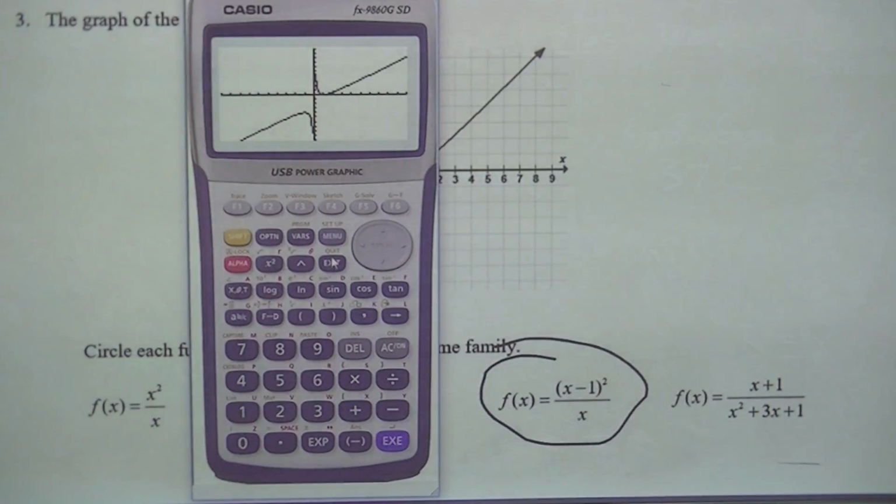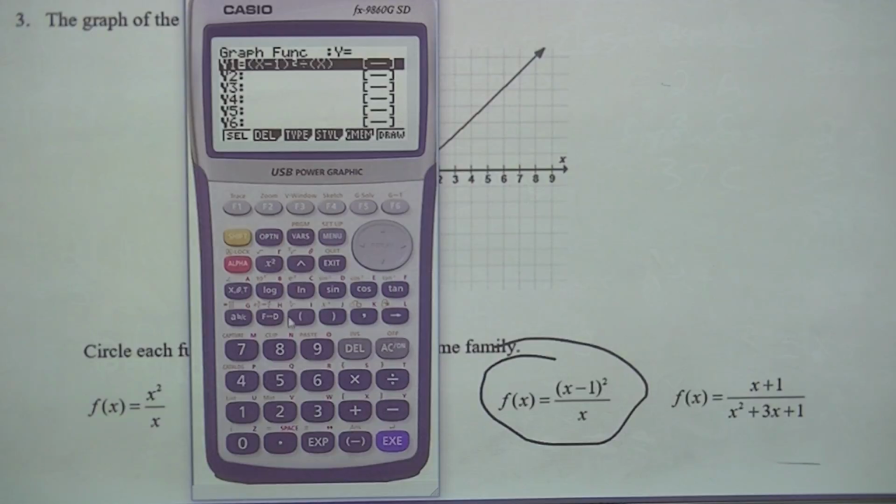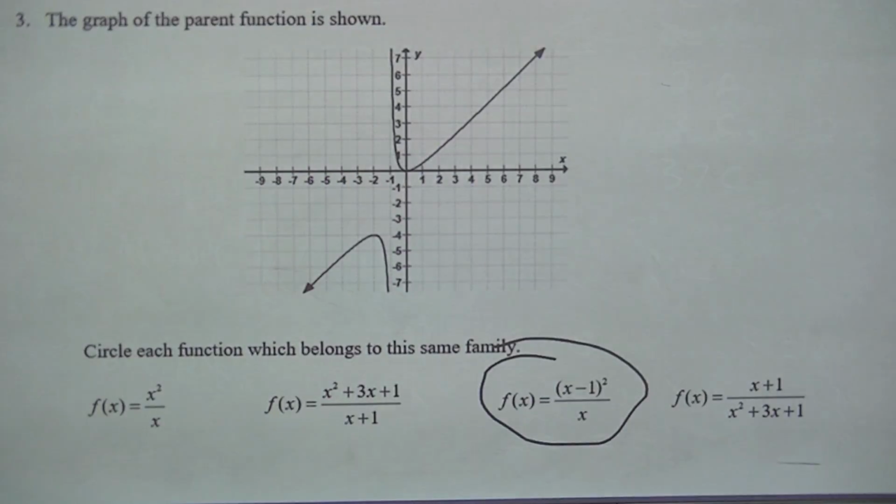Then I'm going to come to this one, which is x plus 1 divided by x squared plus 3x plus 1. All I'm doing is comparing what they are. And that doesn't look anything like it, so that's the only one. Number 4.